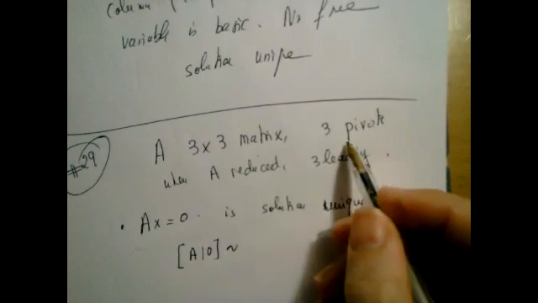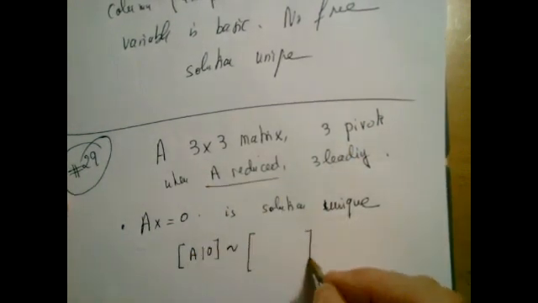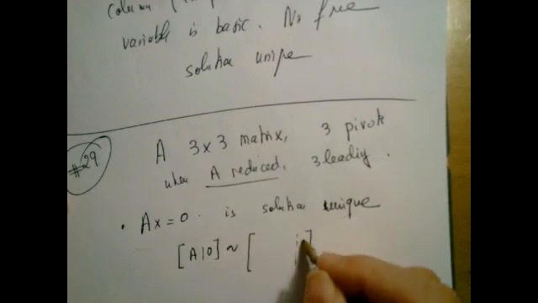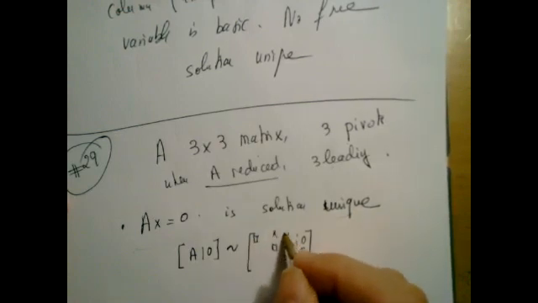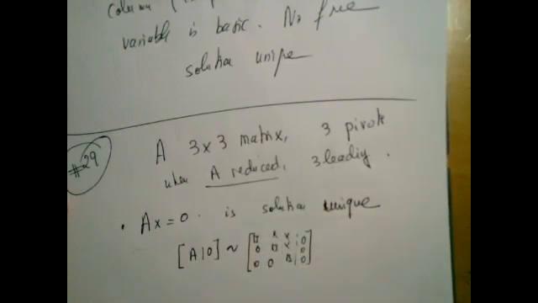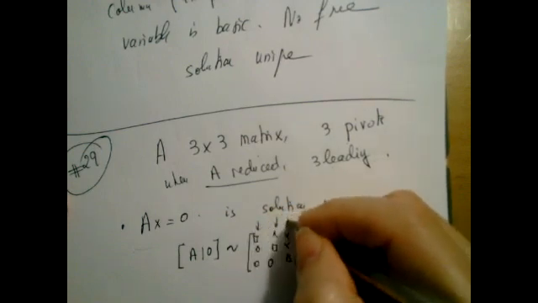If it has 3 pivots, it means when you reduce A, of course, since that's homogeneous, this term is not going to change. It means we have 3 pivots. This is forcing this picture. It means I have no free variables, every variable is going to be basic.